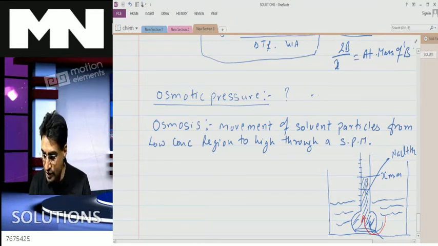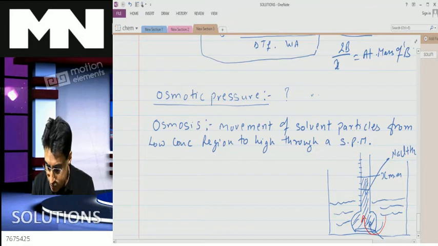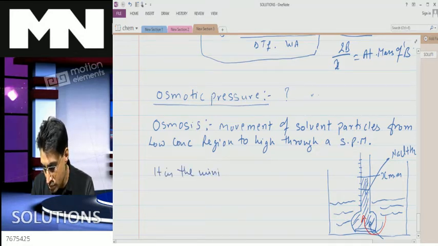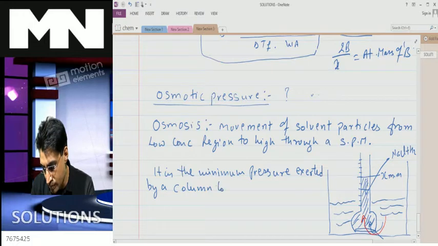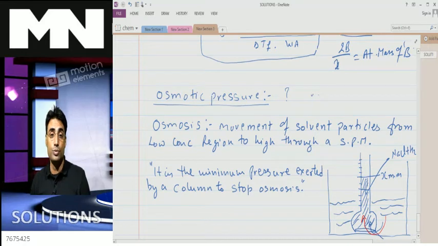So osmotic pressure is the minimum pressure exerted by a column to stop osmosis.